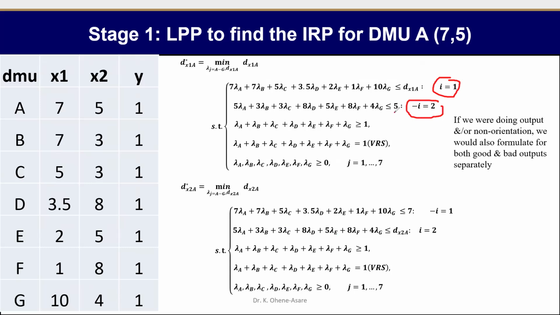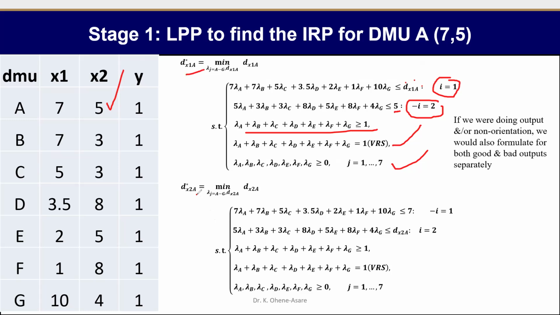Must have a number for the one that is represented. But this one, you don't need to have the number for it because we are going to look for this ideal reference. And then you do for the output. So this is the output constraint as usual. Then this is a convexity constraint and this is a non-negativity constraint. If we are doing output orientation or non-orientation, we would also formulate for both good and bad output separately. But this time we are only doing input orientation, so that's why I'm doing only X1.